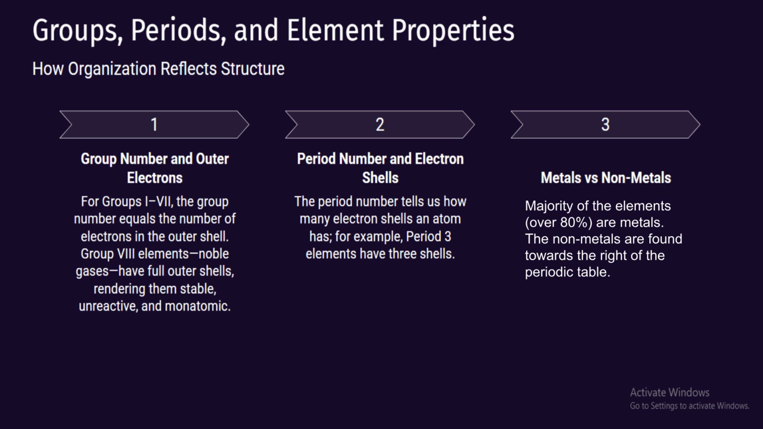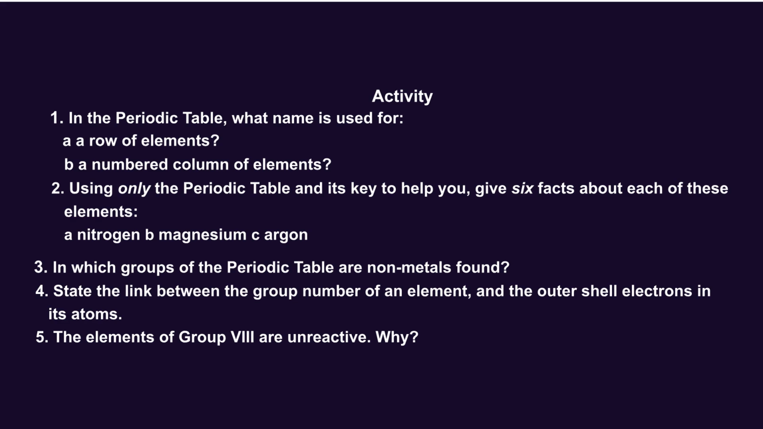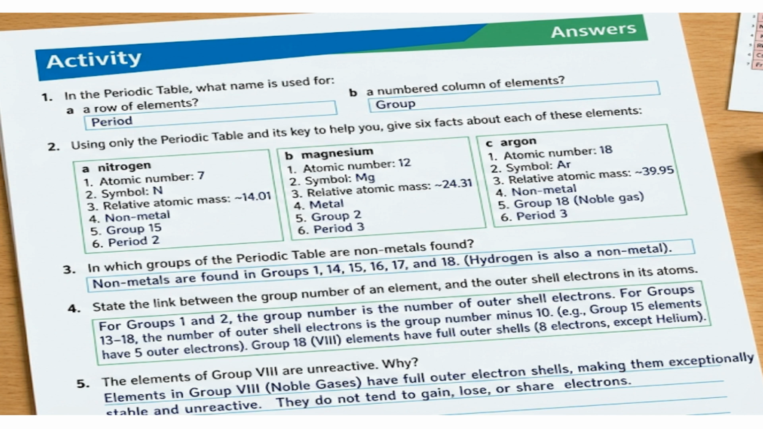Group numbers for 1 to 7 indicate the number of outer shell electrons. The period number tells us the number of electron shells. The majority of elements are metals, with non-metals on the right side. This slide presents an activity to test your understanding of the periodic table structure and the properties of different elements and groups.